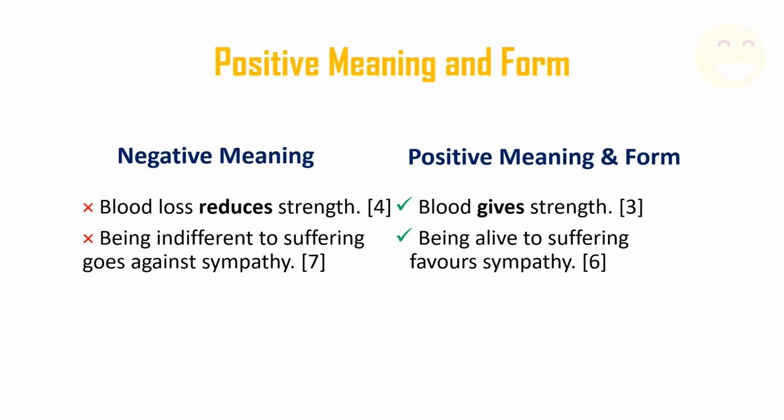However, we can take this rule a step further. Rather than just making the sentence grammatically positive, we can also make the meaning positive. This naturally requires more significant changes. So let's take a look at the negative meaning first. Blood loss reduces strength. Being indifferent to suffering goes against sympathy. Now let's look at the positive meaning and form version of each of these. Blood gives strength. Being alive to suffering favors sympathy.